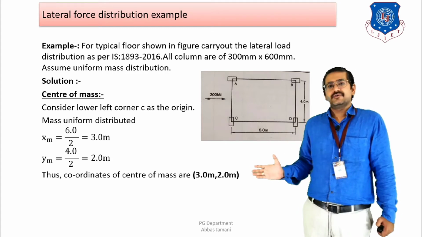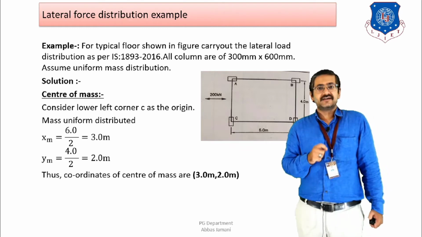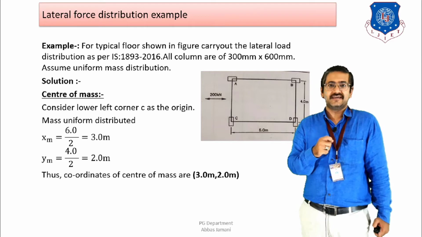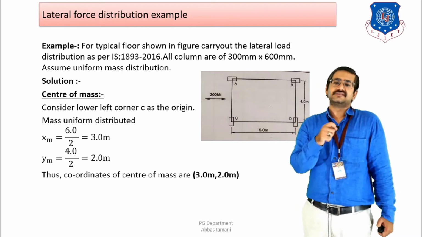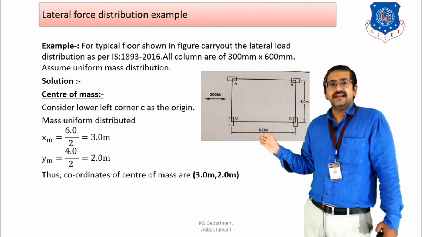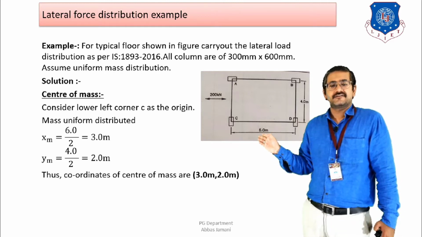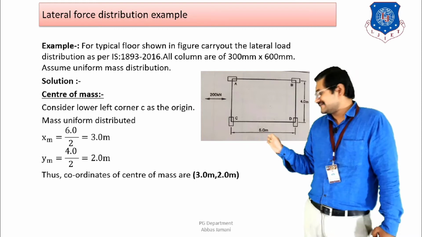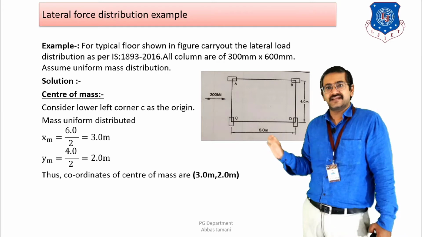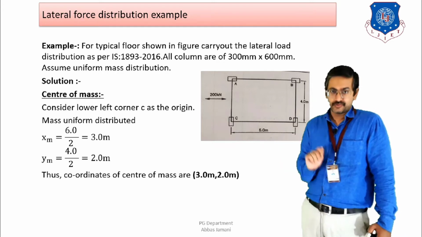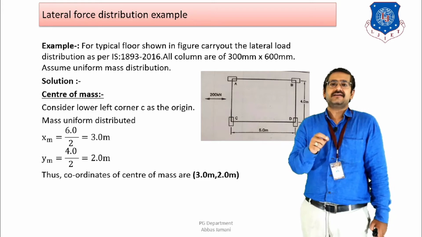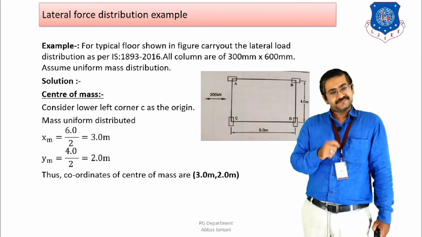The one thing that is importantly mentioned here is that uniform mass distribution is there. Since the mass distribution is uniform, the CG of mass and the CG of the system are going to coincide with each other. If I calculate xm, the coordinate of center of mass in x direction, it is going to be 6 divided by 2, which is equal to 3. In y direction, ym is equal to 4 by 2, that is equal to 2. So the coordinates of center of mass are 3, 2 respectively.